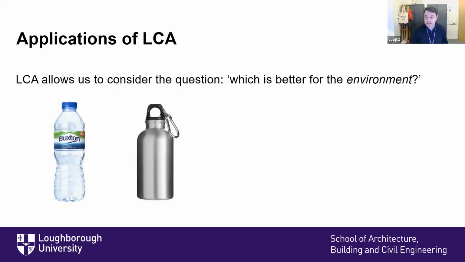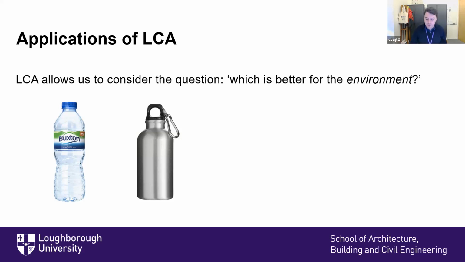So starting off quite simply, and I know this is not anything to do with indoor air quality or a building at this stage, but we can use a life cycle assessment to try and answer questions such as this. If we imagine we have two bottles, the functional unit in this case is we're trying to provide someone with 500 milliliters of water. Which of these two products is better for the environment? Applying the life cycle assessment in this instance would allow us to answer quantitatively what that answer should be to this question.